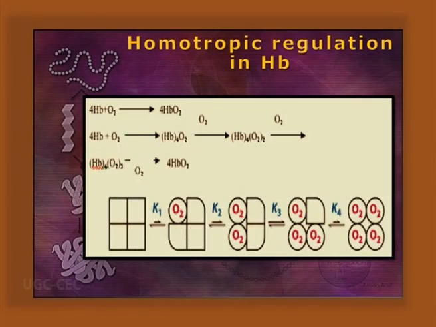Next one, allosteric regulation, either homotropic or heterotropic. Homotropic means the substrate or ligand itself acts as the effector. Suppose oxygen in hemoglobin, this is the substrate or ligand, but it also increases the affinity of the other subunit to bind with oxygen. So it is a homotropic regulator, allosteric regulation.